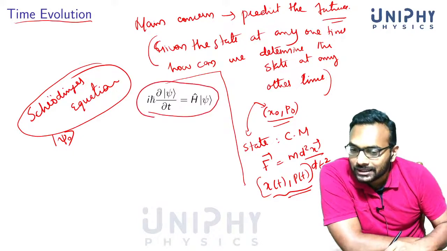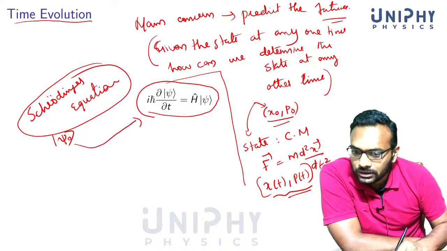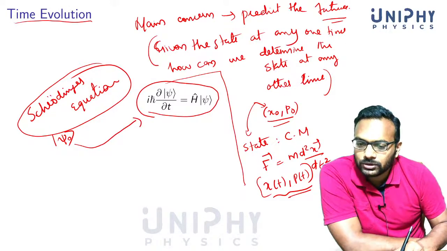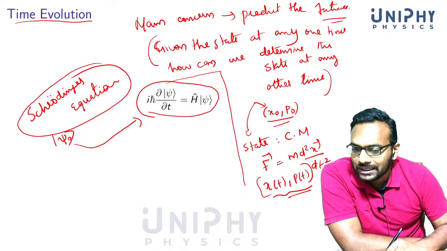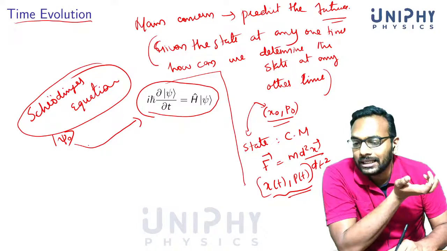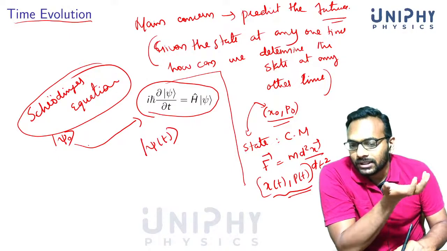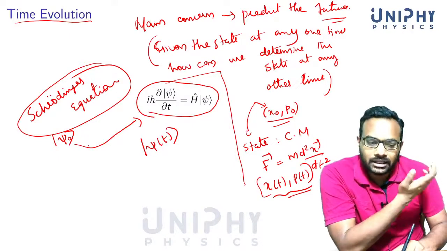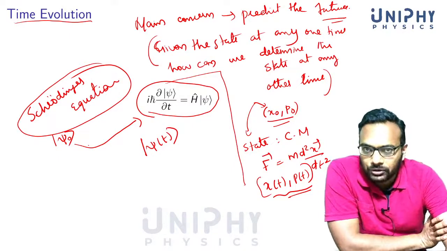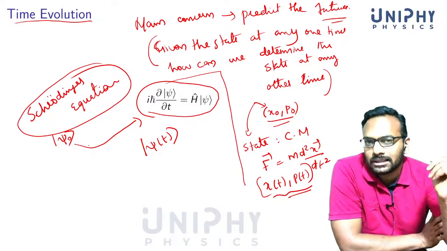So given the state at some time, what you need to do is solve this differential equation, use the initial condition, and you can get the state at any other time, what we call psi of t. It's another question whether we can actually solve this equation, because differential equations can get notoriously difficult to solve exactly, and we may have to use approximation methods, etc.